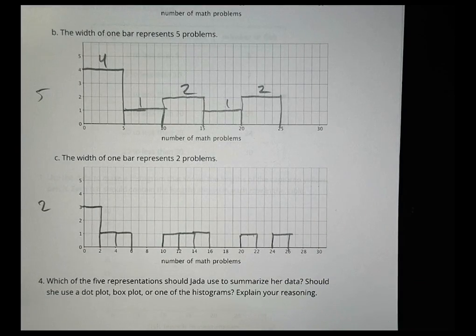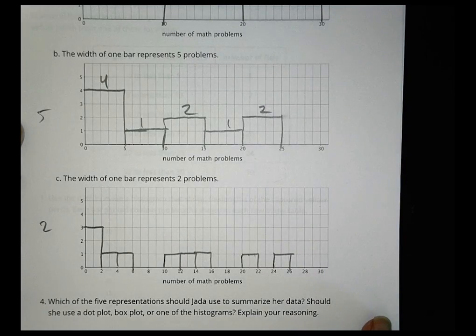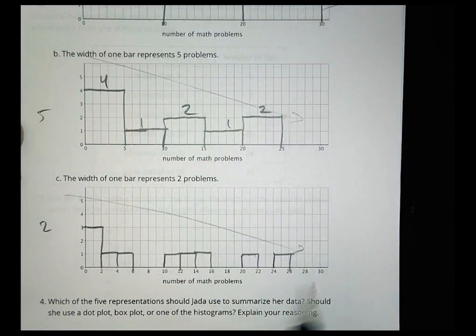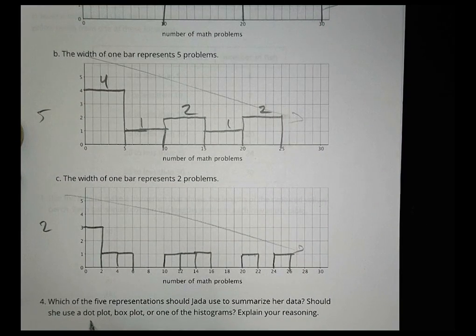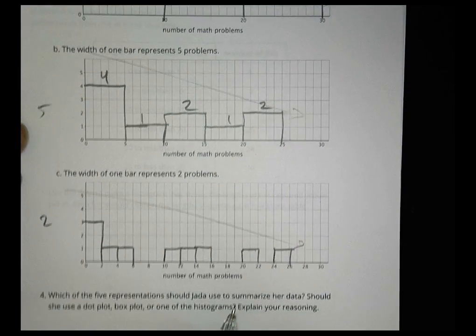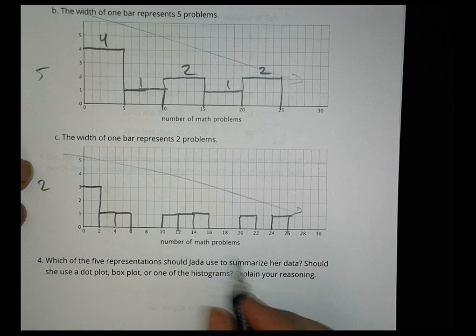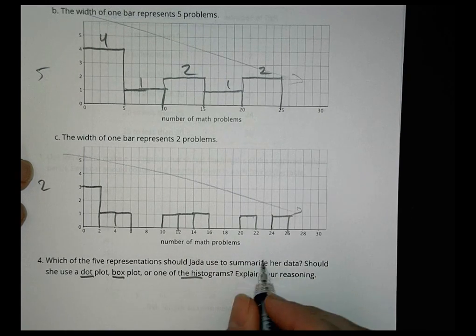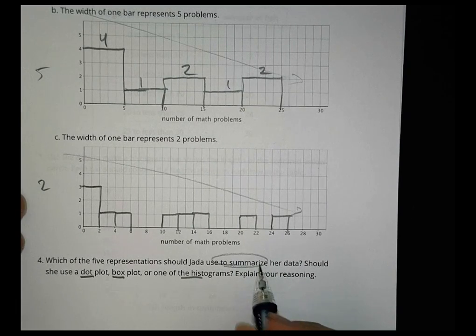Okay, so there's our histograms there, and you can see how when you change the bar, it changes what you're looking at. Granted, they all tend to kind of go down this direction overall, but you can see there's definitely a larger cluster over here in the smaller numbers. So of these, which of the 5 representations would you use? The dot plot, the box plot, or the histogram, to summarize your data? That's up to you.